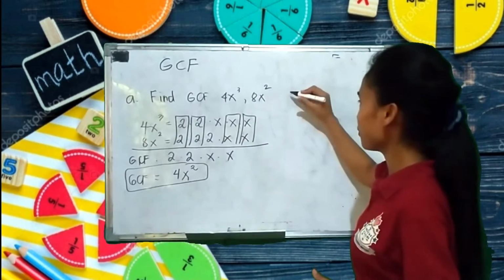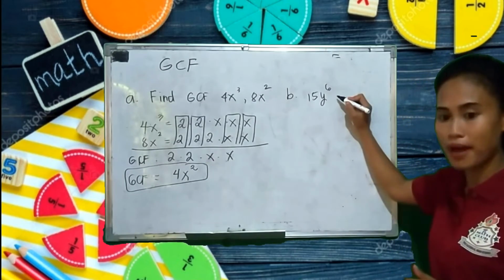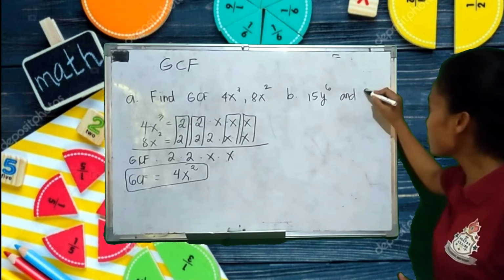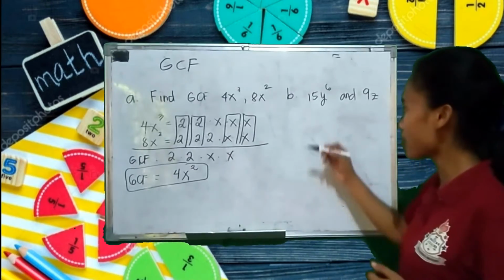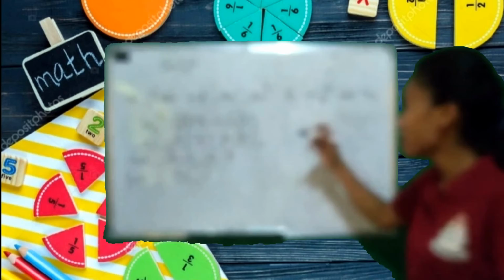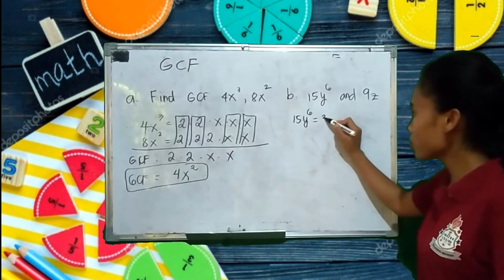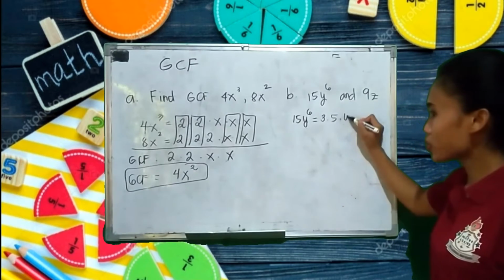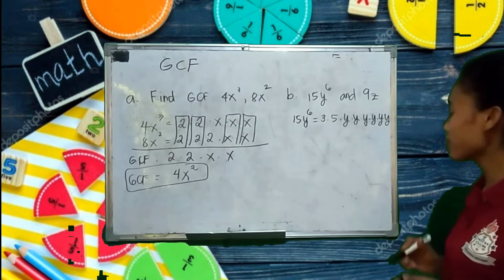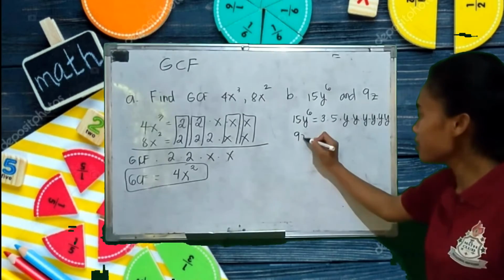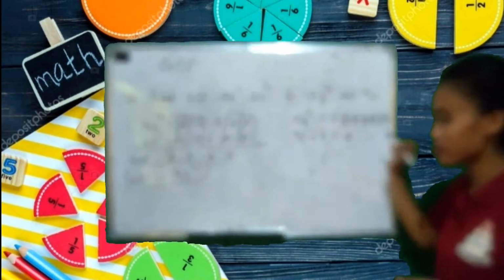Okay? Another example. Say for example, we have 15y raised to the 6th power and 9z. So what would be the GCF? Again, going back, our first step is to prime factorize. So we have 15y raised to the 6th power is equal to 3 times 5 times y, another y, more y, and finally another y. And your 9z would be equal to 3 times 3 times z.